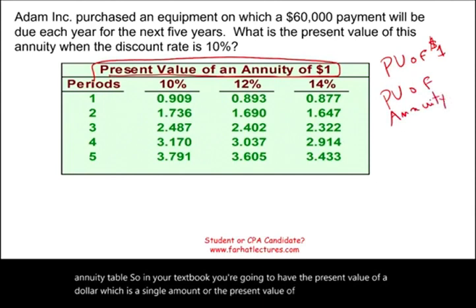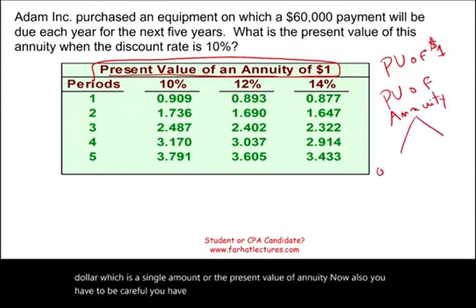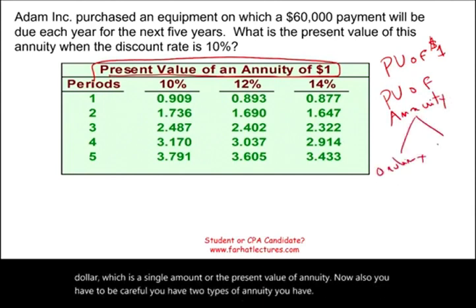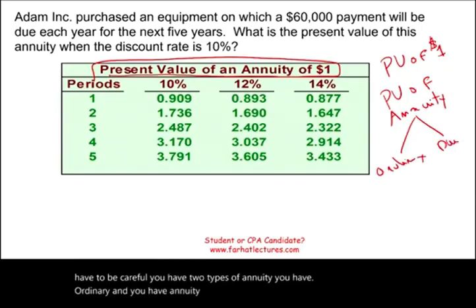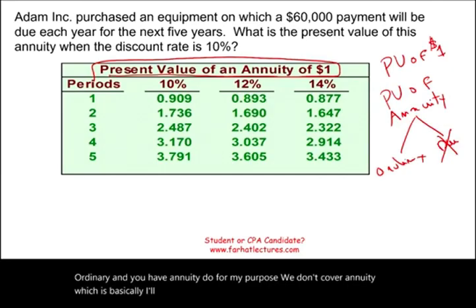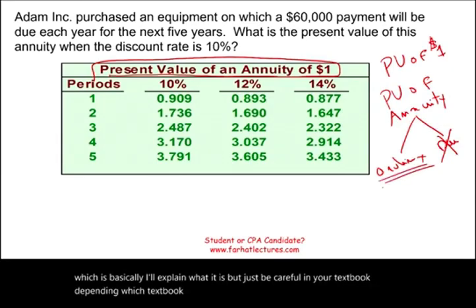Now, also, you have to be careful. You have 2 types of annuity. You have ordinary and you have annuity due. For my purpose, we don't cover annuity due, which I'll explain what it is, but just be careful in your textbook, depending which textbook you are using, whether you are looking at the ordinary or annuity due. And let's work an example to illustrate this concept.